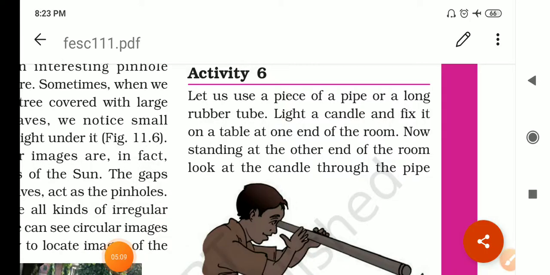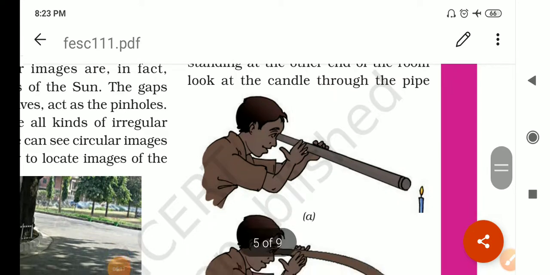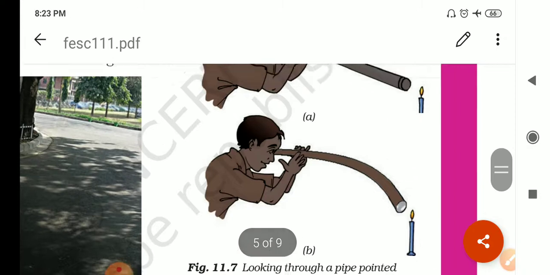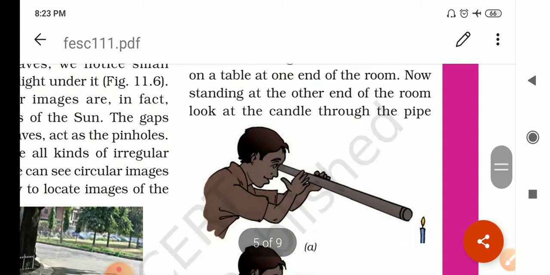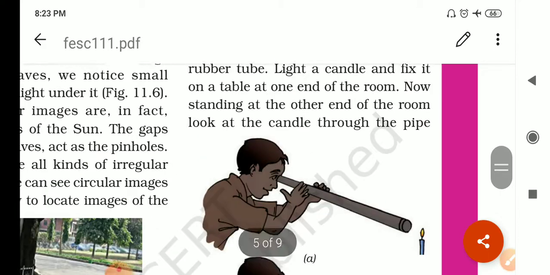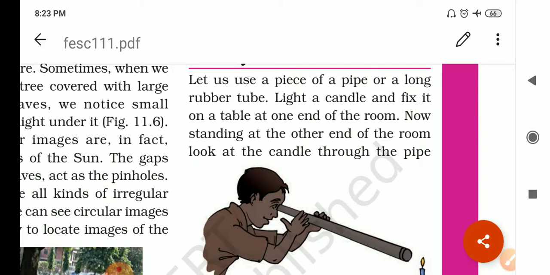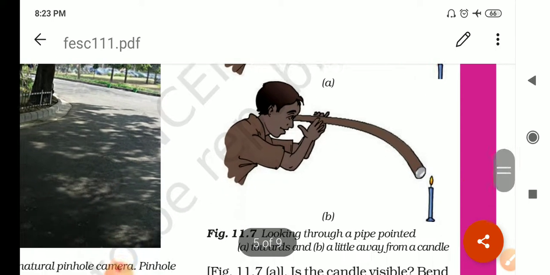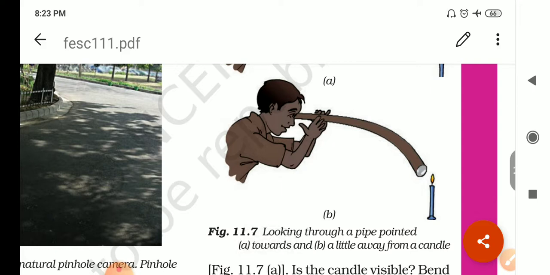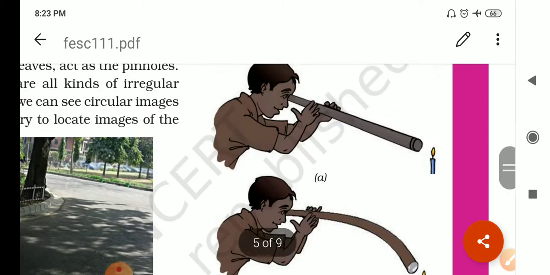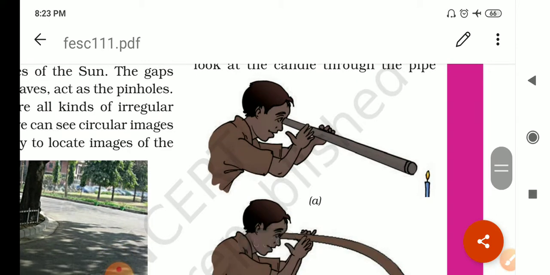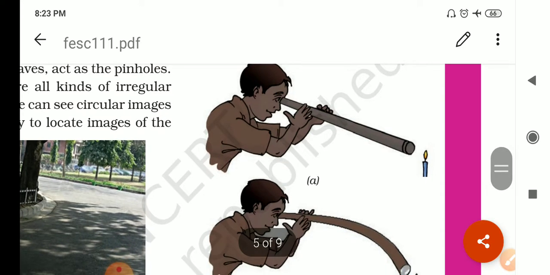now we will move toward the next activity, and this activity shows that light travels in a straight line, right? Through this activity, we will prove that light always travels in a straight line. Okay. Now, for this activity, you need two pipes, or having one pipe also, you can bend this pipe. Then, with the help of this pipe, we will perform this activity. See, this is a rubber tube. Light a candle and point the tube towards the lighted candle. Look through the tube to see the flame of the candle.